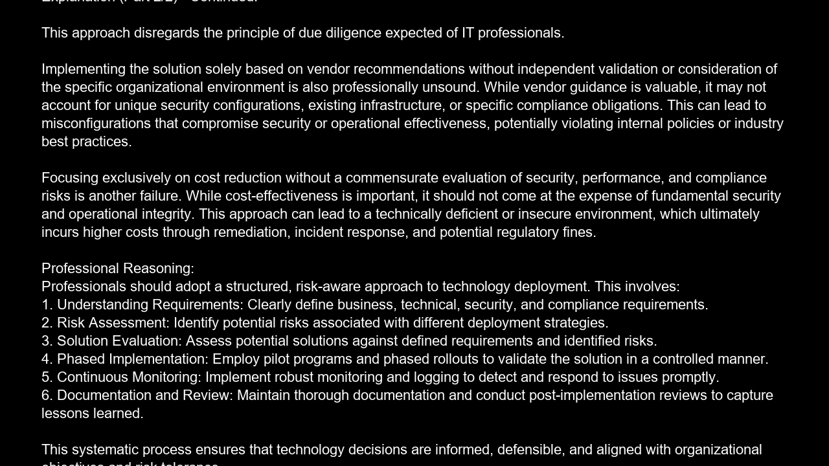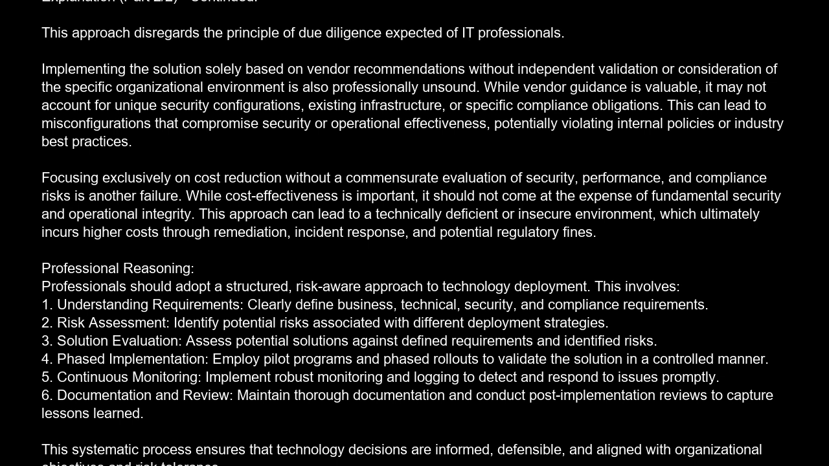Implementing the solution solely based on vendor recommendations without independent validation or consideration of the specific organizational environment is also professionally unsound. While vendor guidance is valuable, it may not account for unique security configurations, existing infrastructure, or specific compliance obligations. This can lead to misconfigurations that compromise security or operational effectiveness, potentially violating internal policies or industry best practices.